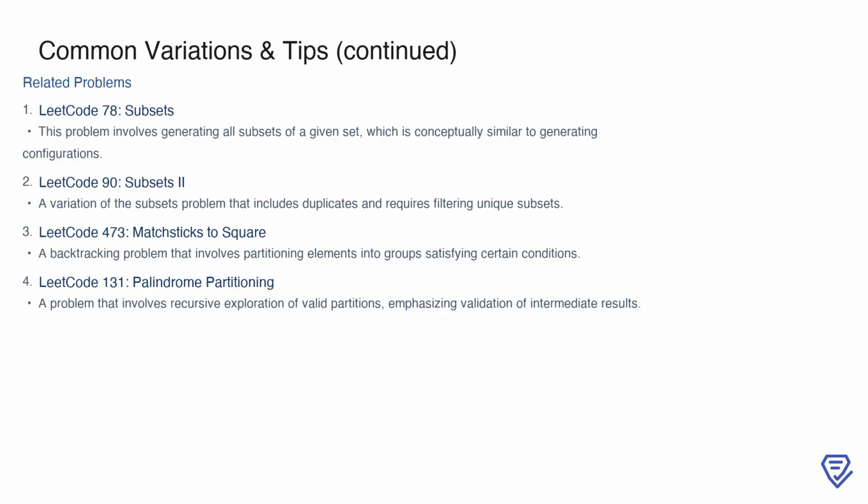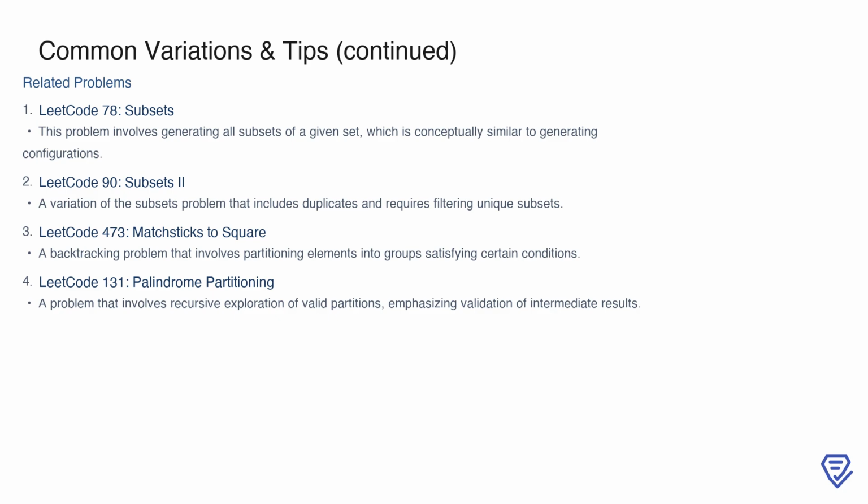This problem also has connections to several related problems on LeetCode. For example, LeetCode 78, which involves generating all subsets of a given set, is conceptually similar because it requires exploring all possible configurations. Another variation is LeetCode 90, which deals with subsets but includes duplicates, requiring additional filtering to ensure only unique subsets are included.